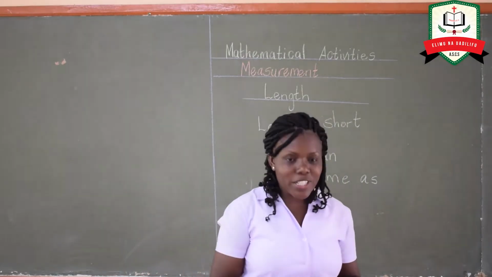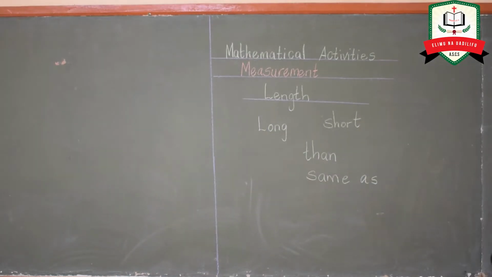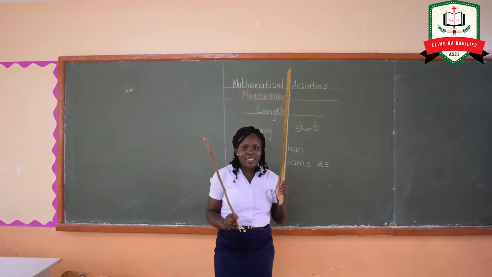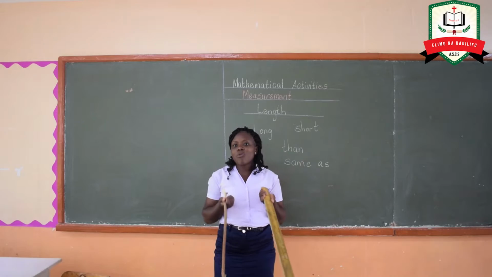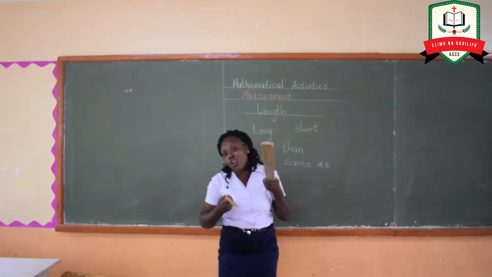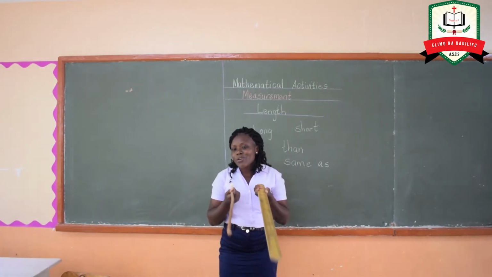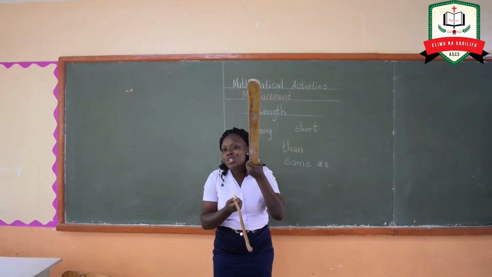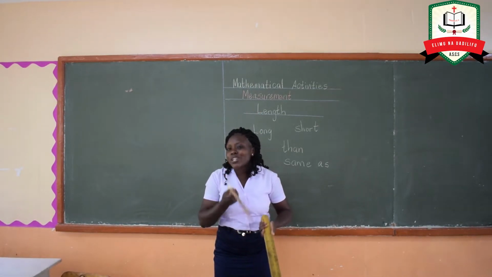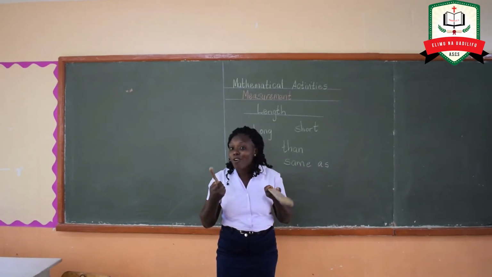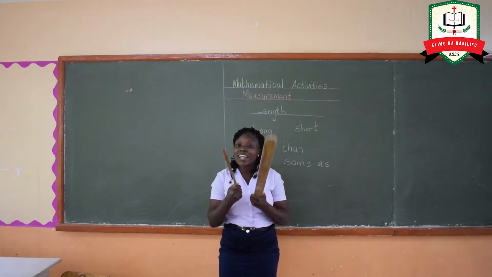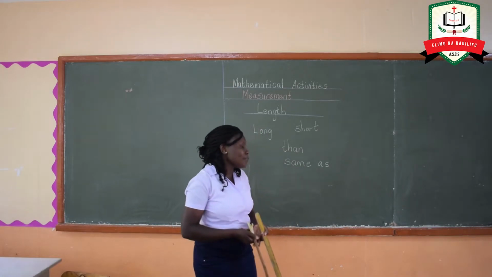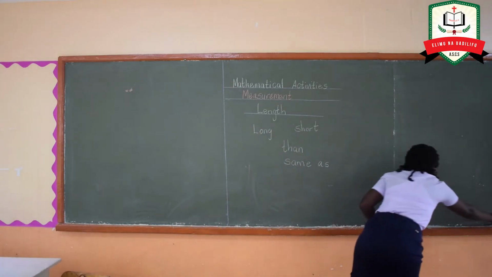So look here, children. I've got these two items. I have this ruler and I have this stick. We want to compare them. We want to see which is long and which is short. To compare is to see which one is longer and which one is shorter. That's what we mean by comparing. So you need to compare the length of the ruler and the length of the stick.